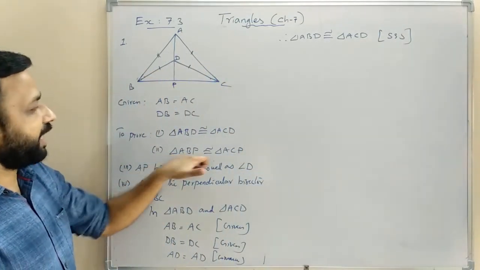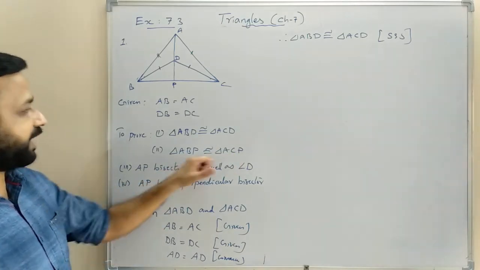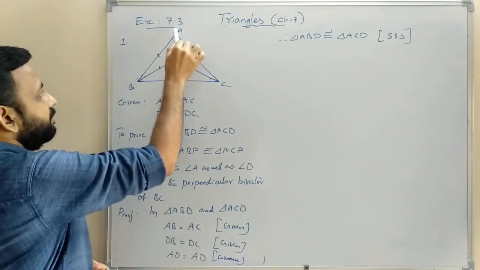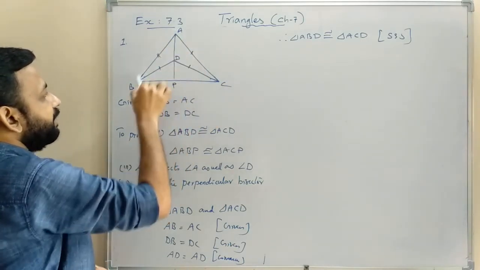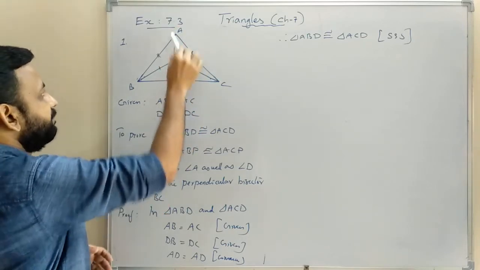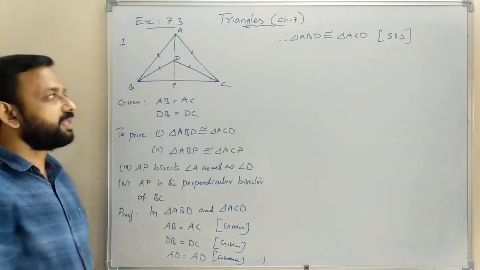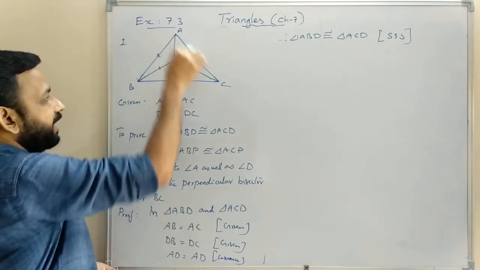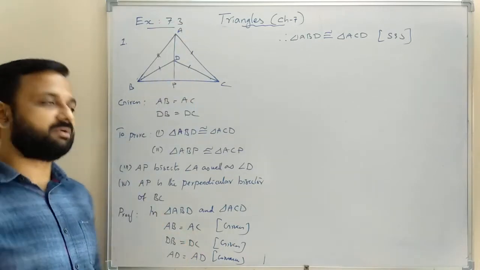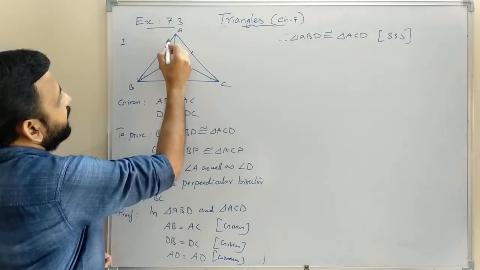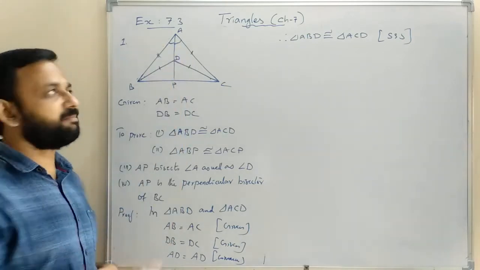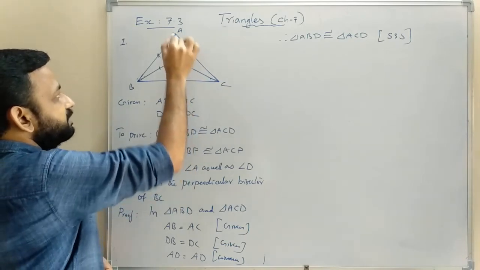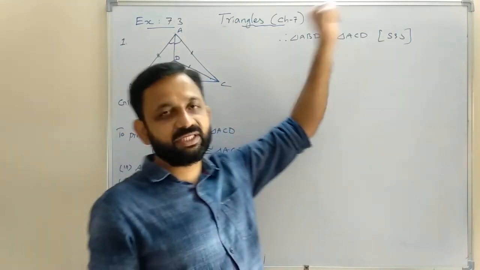Now we are going to prove triangle ABP congruent to triangle ACP. That is the second part. So when we compare triangle ABP and triangle ACP, AB and AC are equal, and AP of triangle ABP and AP of triangle ACP are equal because they are common. Then if we can prove these two angles are equal, then by the SAS theorem, side angle side, the two triangles will be congruent.